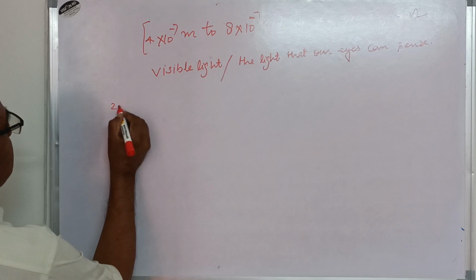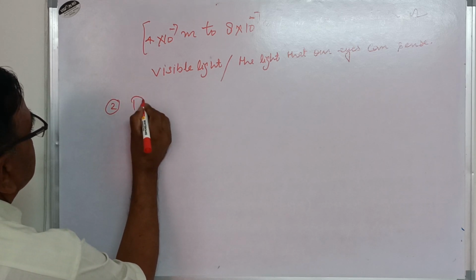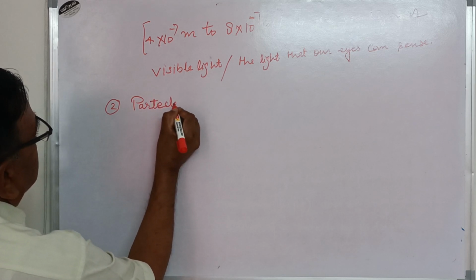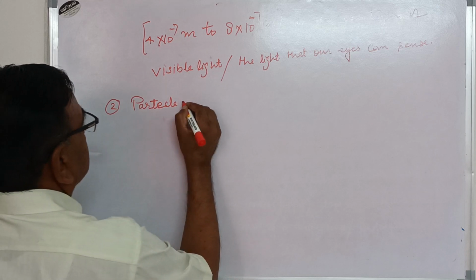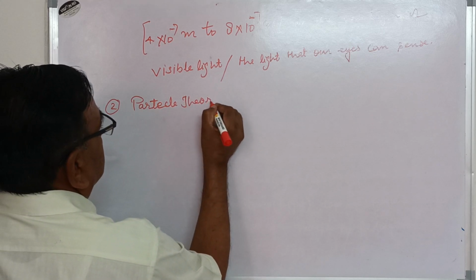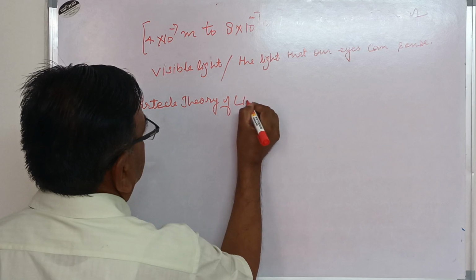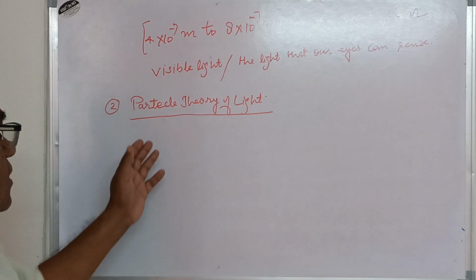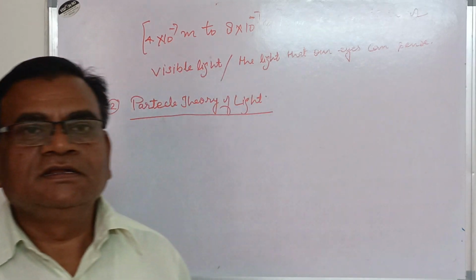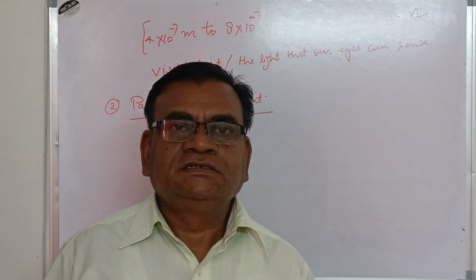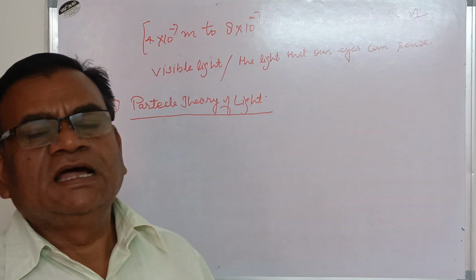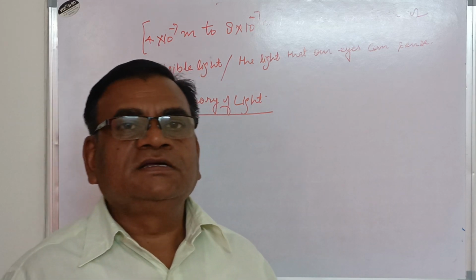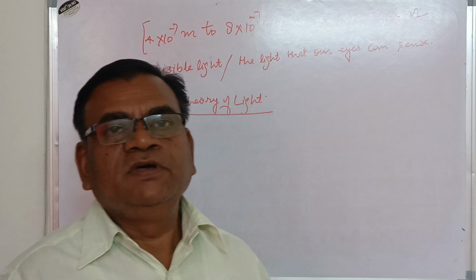The second nature of light is the particle nature, the particle theory of light. As the name indicates, particle, so it is said that light travels. Light is made up of, light consists of tiny particles, small particles which travel with very high speed.